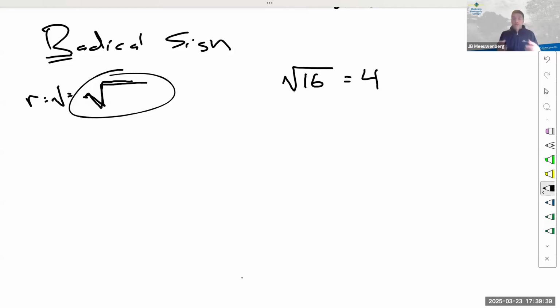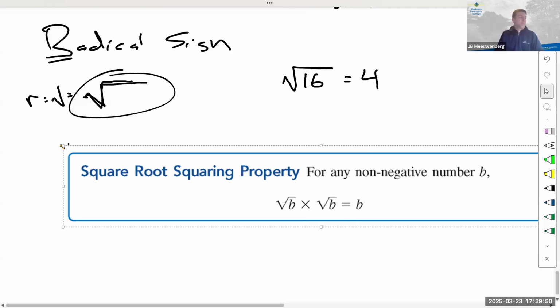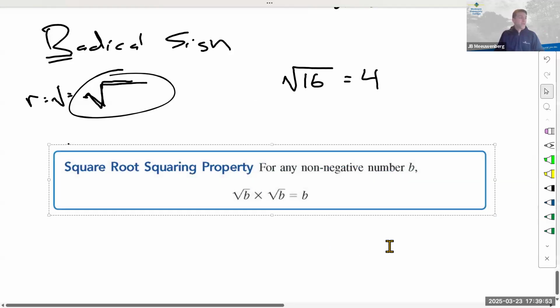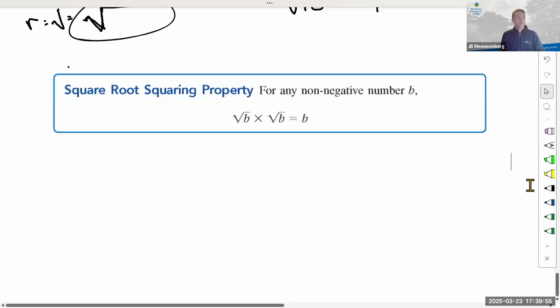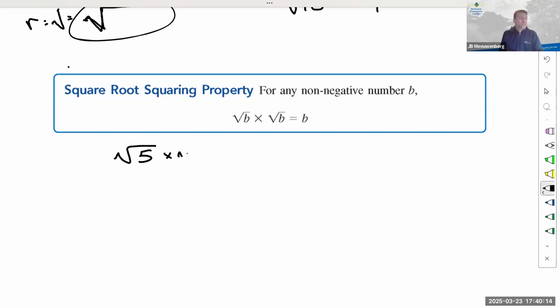And then the last thing we'll talk about in this particular video is this property of square roots that is called the square root squaring property. And it looks like this. It says for any non-negative number b, you can't take the square root of a negative number. For any non-negative number b, if you multiply radical b times radical b, you get b. So, let's do a different number. The square root of 5 times the square root of 5 is equal to 5.